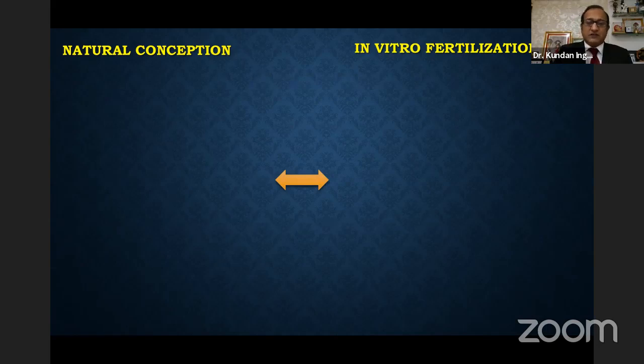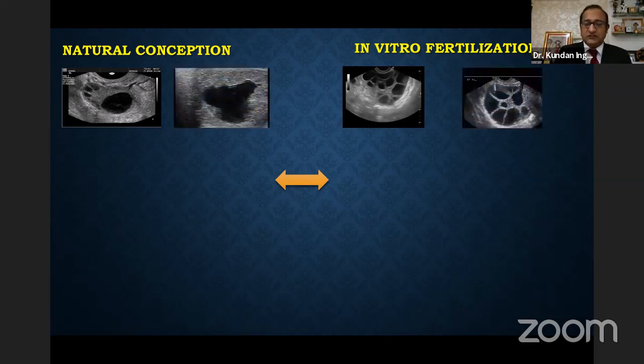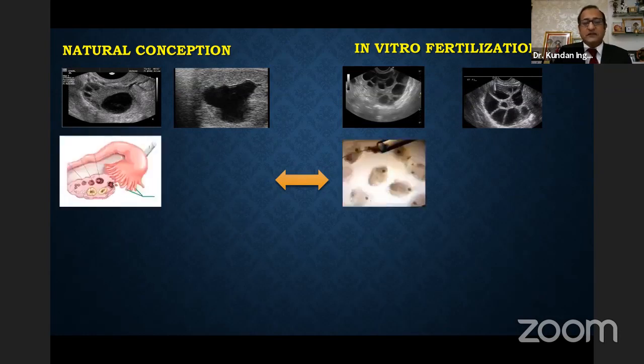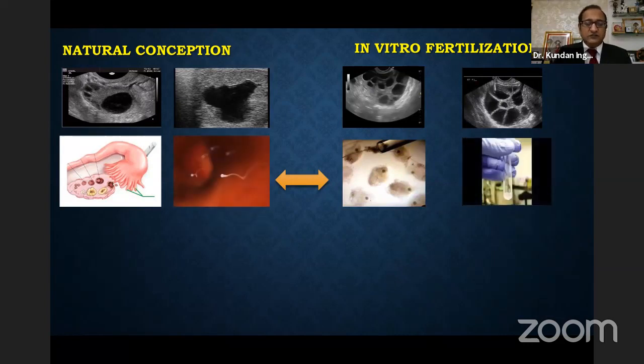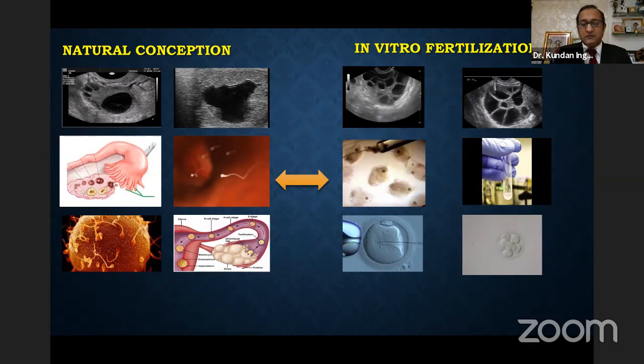Now, when it comes to natural conception and IVF, we are trying to mimic natural conception, where naturally there is follicular development. Then the follicle ruptures endogenously inside. Here we aspirate the oocytes outside the body. Then there is oocyte pickup, which we do in a lab. Then transportation of the sperms, which is done by ICSI. Then fertilization, where the sperm penetrates the oocyte, which is done by intracytoplasmic sperm injection by micromanipulation. And then there is embryo formation, which is done here in an incubator with embryo culture.